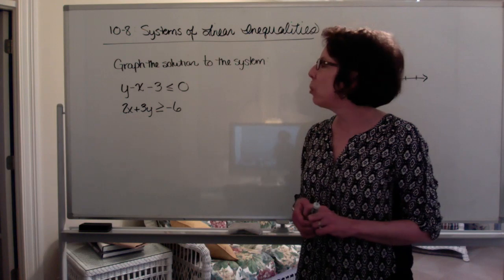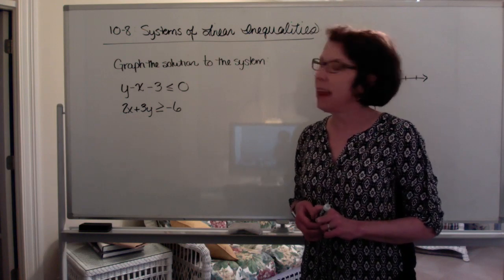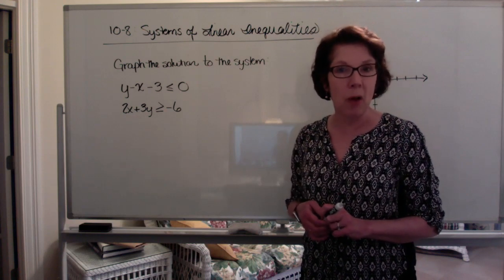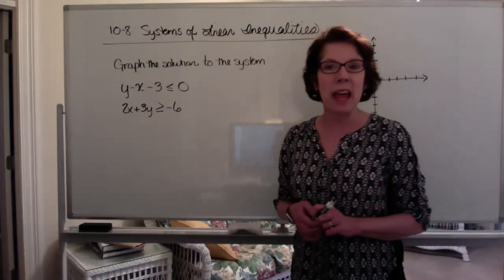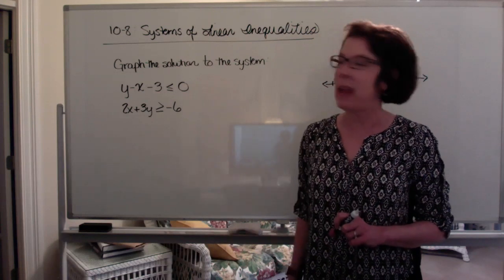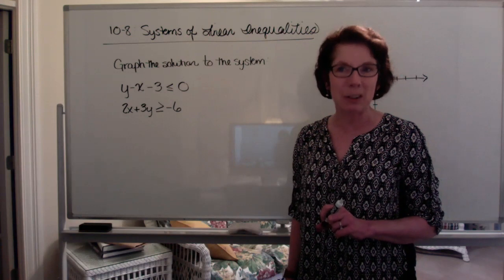So yesterday, we learned how to graph an inequality, which consists of a solid or dashed line and then a half plane above or below that dashed or solid line. So today we're going to solve a system. That means we're going to take two inequalities and we're going to see where those two inequalities intersect.